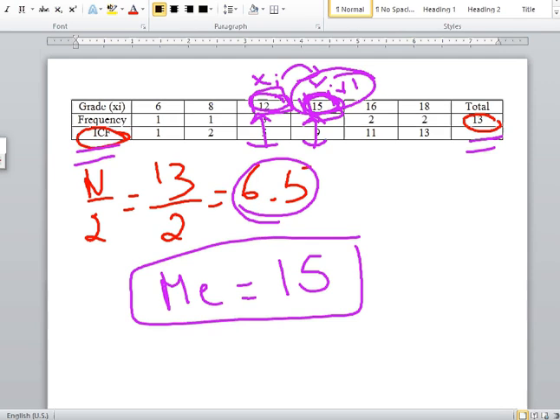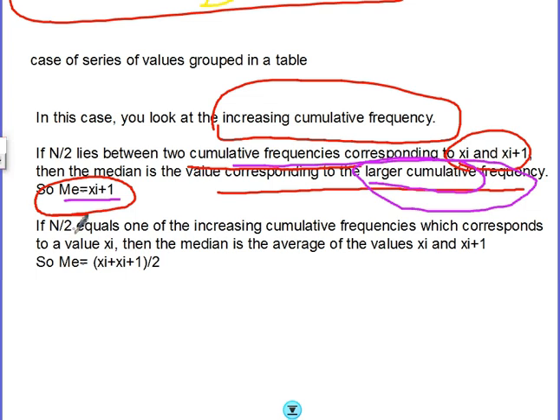Let's look at the second case. If n over 2 is equal to one of the increasing cumulative frequencies, so if it doesn't lie between two numbers, it's exactly equal to one of them, then the median is the average of the values xi and xi plus 1, so you just find the average. Let's take an example of this.